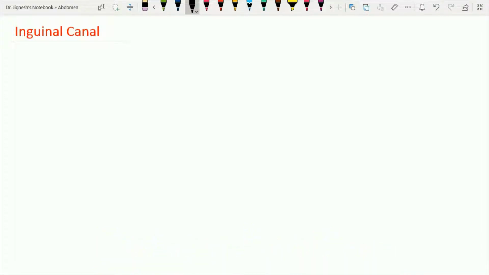canal. And this inguinal canal is a canal situated between the deep inguinal ring, which is present within the fascia transversalis, and it extends up to the superficial inguinal ring, which is actually present within the aponeurosis of external oblique muscle. And this inguinal canal is made up of muscles as well as the aponeurosis. So we can say this inguinal canal is a musculo-aponeurotic tunnel, and it is around 4 centimeter in length.